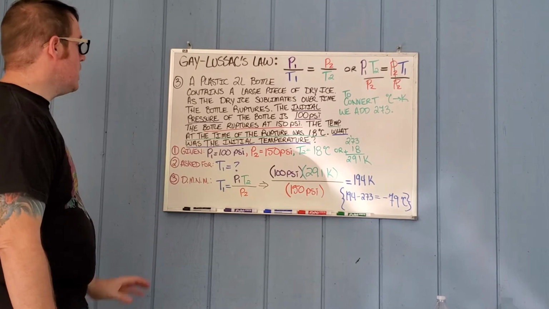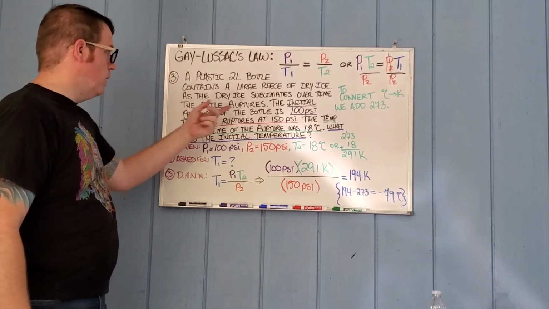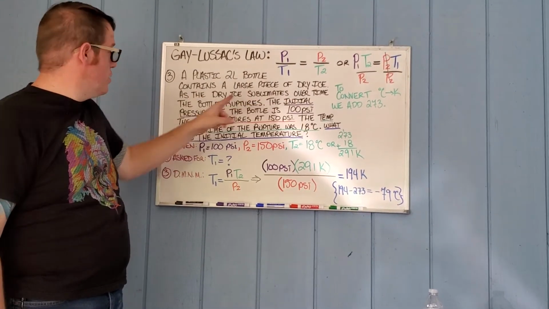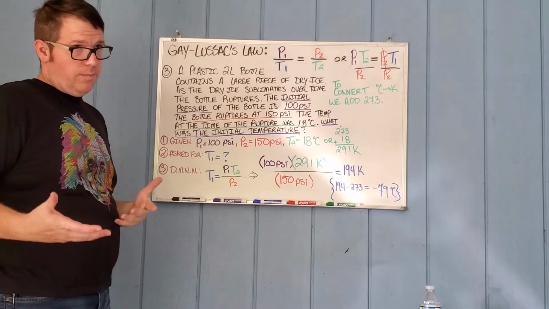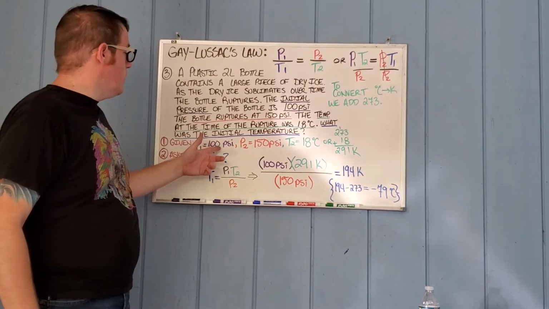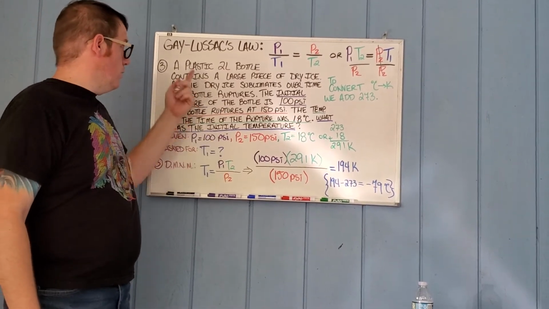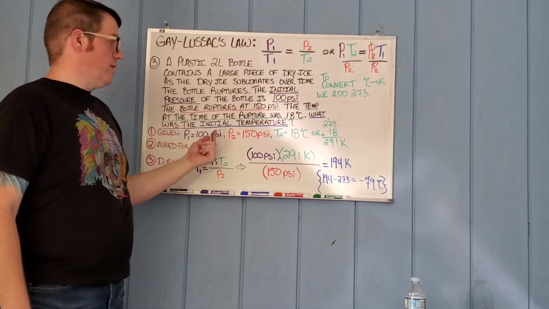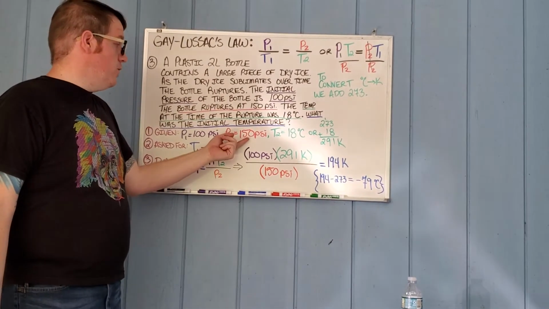So as we're working through this, we can see and identify where P1 is. This makes it a little bit easier because it says initial. So initial pressure, we automatically know that that's P1. P1 is starting pressure, initial pressure. Okay, so we know that that's 100 psi. The bottle ruptures at 150 psi. Well, if we're doing Gay-Lussac's law, we've only got 2 pressures to worry about. Initial pressure takes care of P1. That must mean that 150 psi is P2.